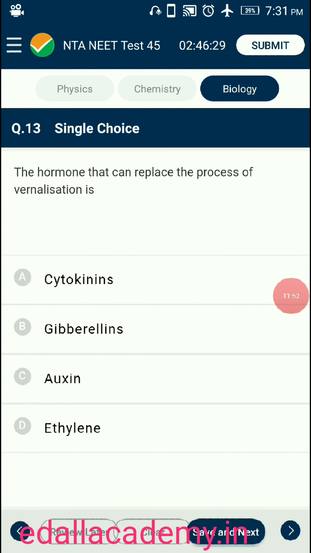Question number 13. The hormone that can replace the process of vernalization is. Vernalization refers especially to the promotion of flowering by a period of low temperature. It prevents precocious reproductive development late in the growing season and enables the plant to have sufficient time to reach maturity. Gibberellins initiate growth in plants by stimulating cell elongation, and thereby can replace the process of vernalization. So the answer for this question is option B, gibberellins.